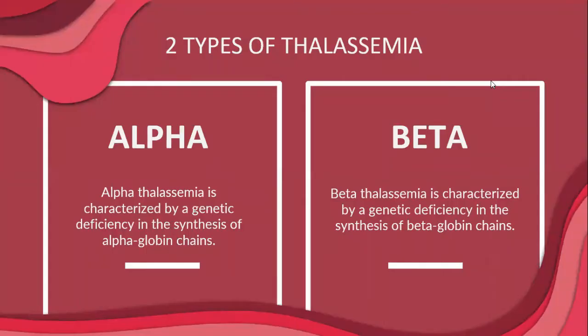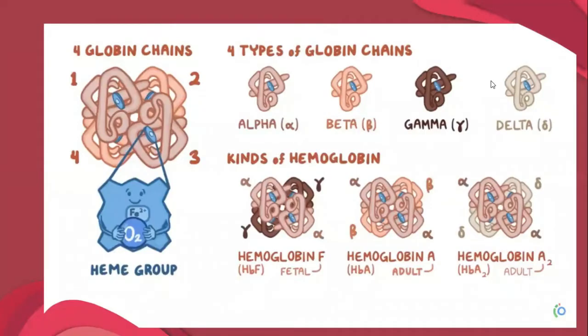So there are two types of thalassemia, alpha thalassemia and beta thalassemia. This refers to the part of hemoglobin that isn't being made. To further explain, this is a picture of how hemoglobin is made up. Hemoglobin is composed of four globin chains, which are alpha, beta, gamma, and delta. These globin chains make up the three kinds of hemoglobin, which are hemoglobin F, fetal, hemoglobin A, adult, and hemoglobin A2, which is also adult.